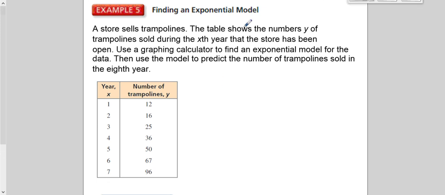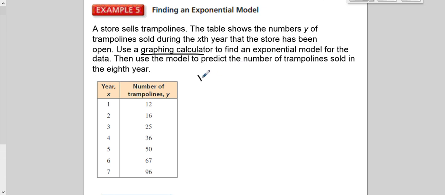Finding models. We're now going to use a graphing calculator. Example 5. A store sells trampolines. The table shows the numbers Y of trampolines sold during the X year that the store has been open. Use a graphing calculator, which includes Desmos, to find an exponential model for the data. Then use the model to predict the number of trampolines sold in the 8th year.